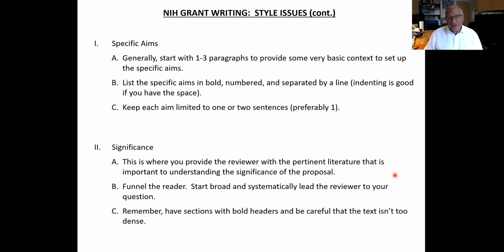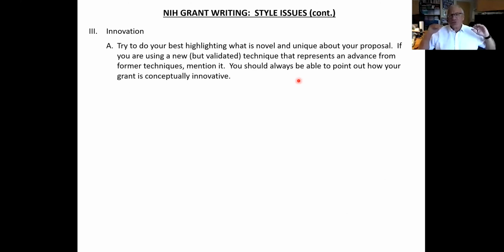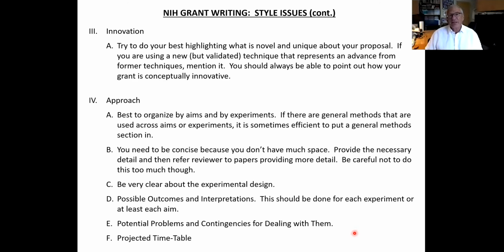For the significance section, this is where you provide the reviewer with the pertinent literature that's important to understanding the significance of the proposal. Again, funnel the reader, and remember, use bold headers and be careful that the text isn't too dense. For innovation, just try to do your best highlighting what's novel and unique about your proposal. You should be able to, at the very least, point out how your grant is conceptually innovative, even if it's not methodologically innovative.